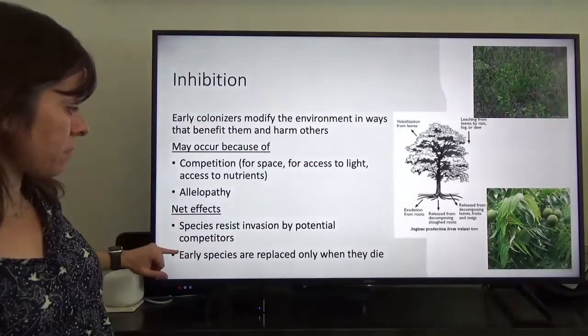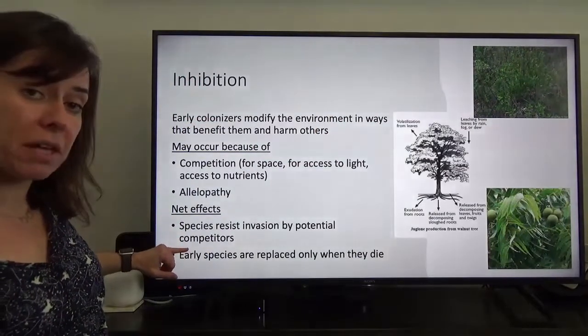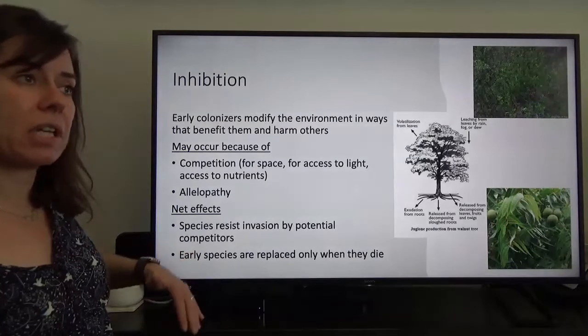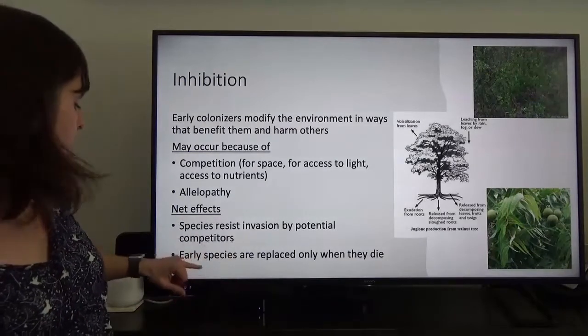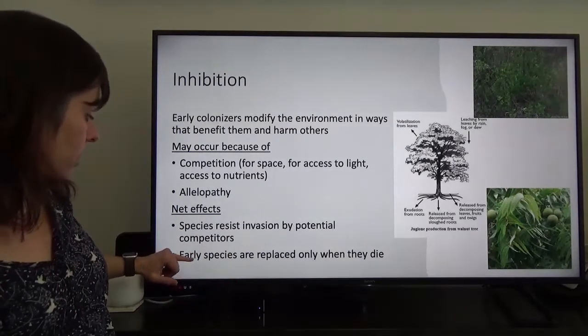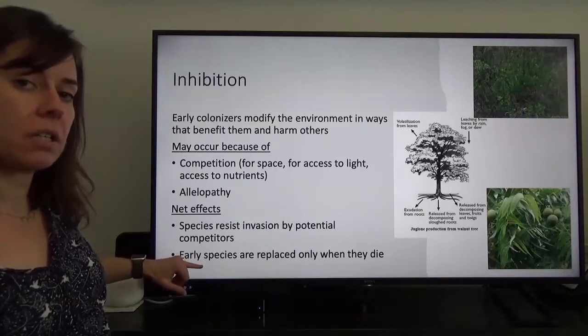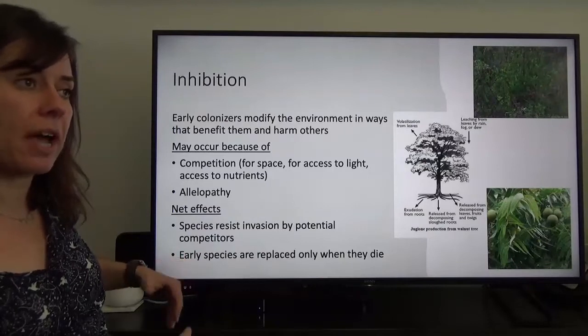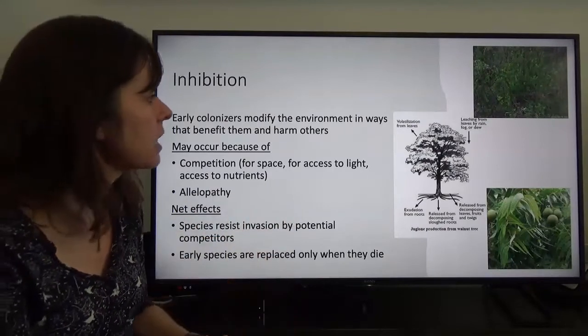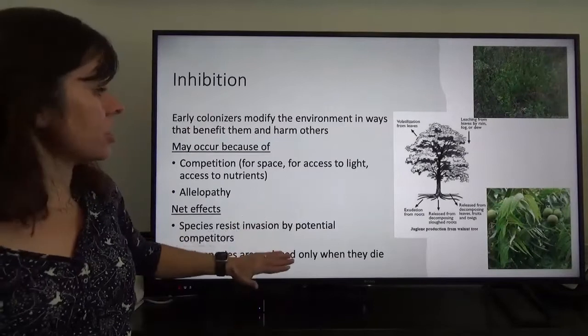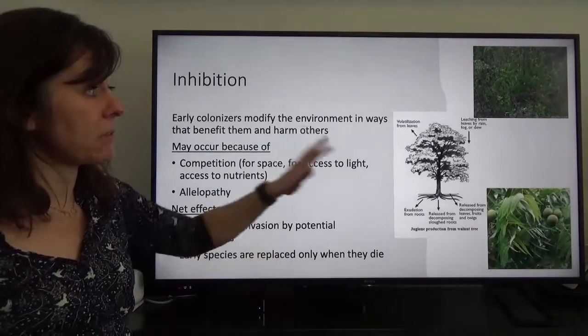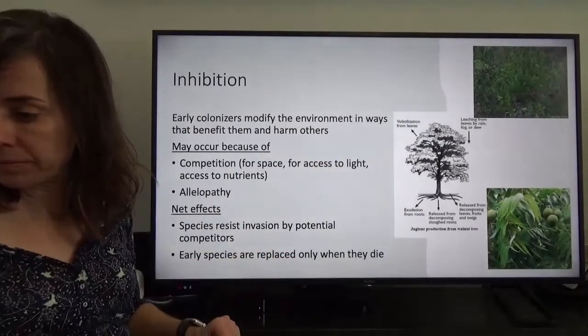The net effect is that species resist invasion by potential competitors, so they actually actively exclude other species. And we only see the replacement of those early species when they die. Until that species has died and is no longer actively defending its territory, so to speak, you won't see their replacement. And so this is a very different successional model.